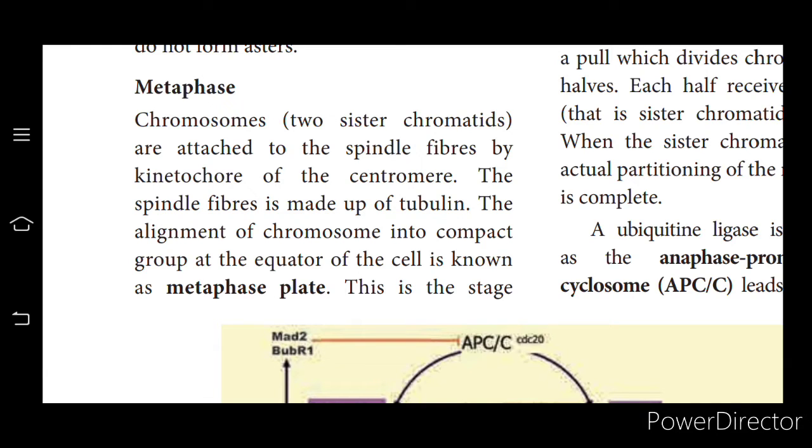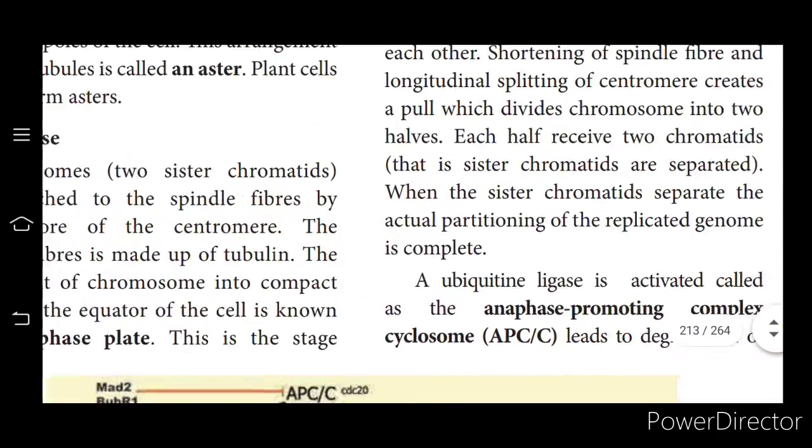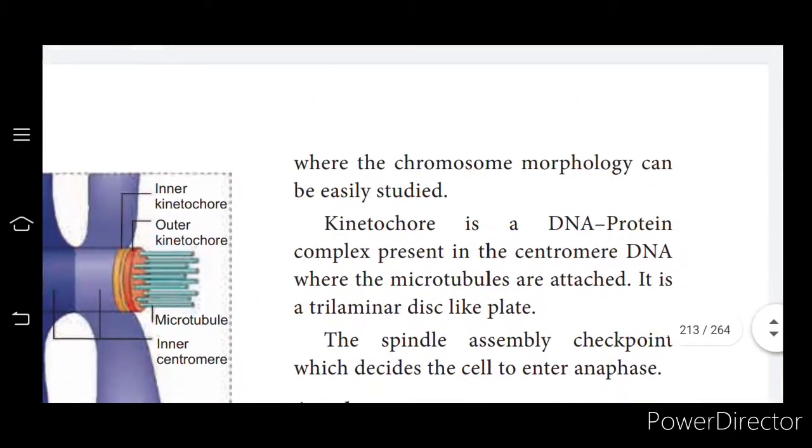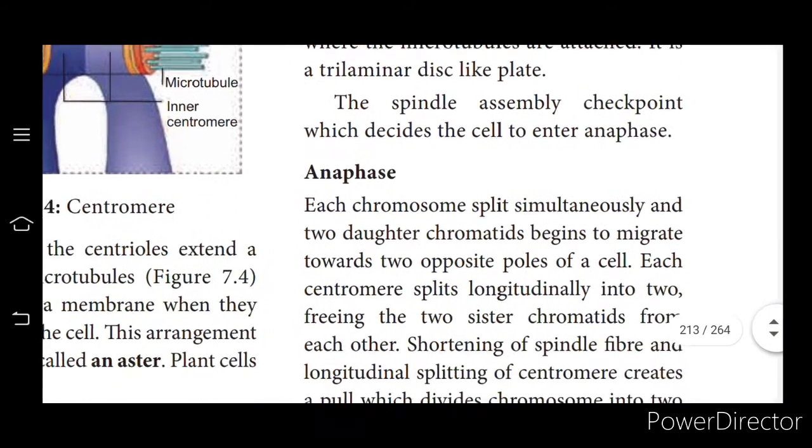The spindle fiber is made up of tubulin. Tubulin means protein. The spindle fiber is made up of a special type of protein called tubulin. Follow? The alignment of the chromosomes into a compact group at the equator of the cell is known as the metaphase plate. This is the stage where chromosome morphology can be easily studied. The kinetochore is a DNA-protein complex at the centromere where the microtubules get attached.